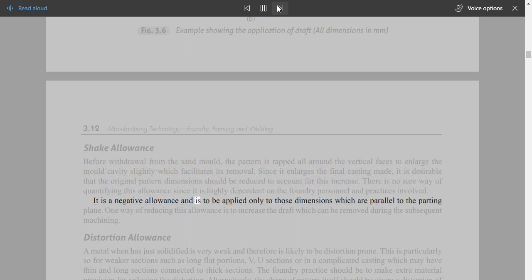It is a negative allowance and is to be applied only to those dimensions which are parallel to the parting plane. One way of reducing this allowance is to increase the draft, which can be removed during the subsequent machining.